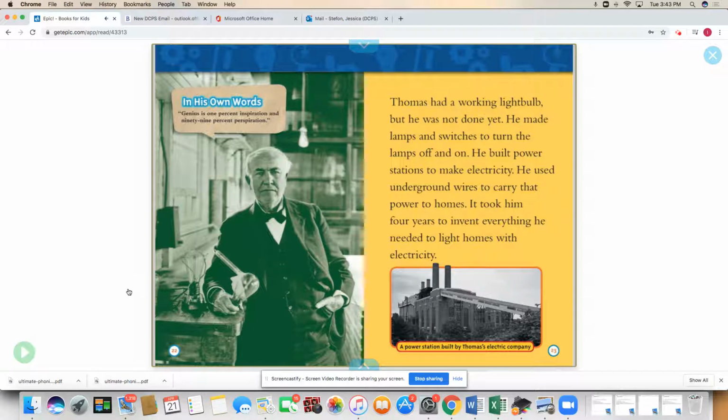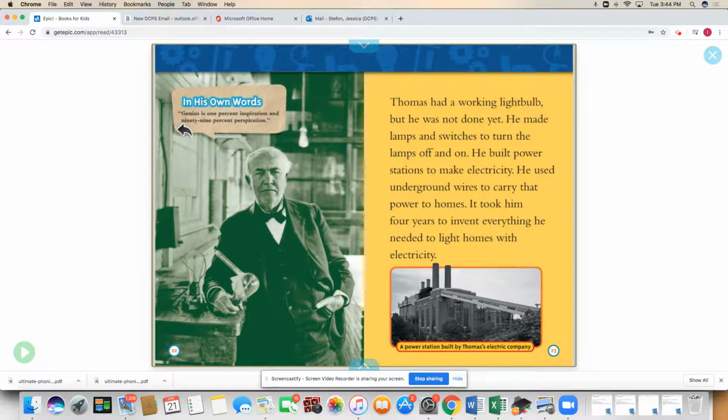So just to go back to what we were saying about his process of discovery and how he keeps trying and trying and trying, it took him 4 years. That's a really long time. It wasn't like it happened overnight. It took him 4 years to not just create a light bulb, but to create all of the different parts and components and things that he needed to actually light people's homes with electricity.